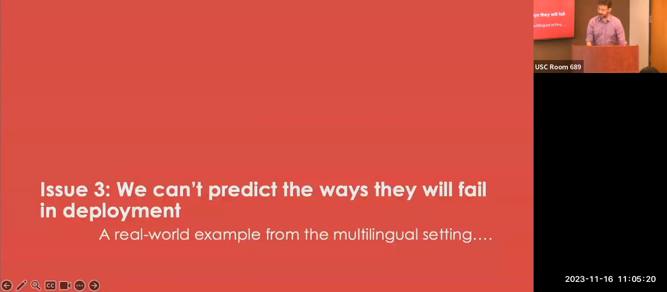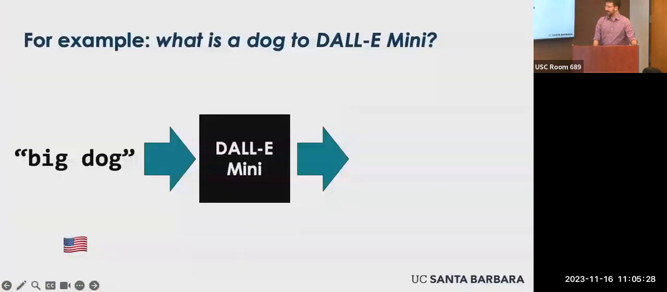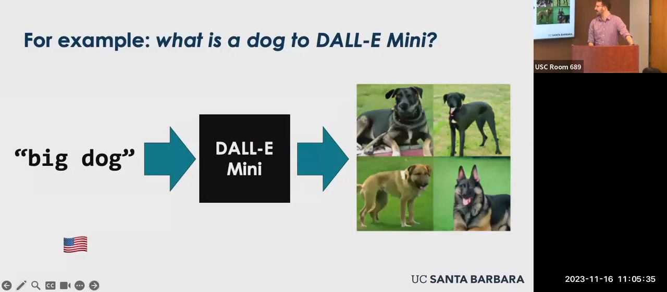And finally, and this was the inciting incident for this paper, is that we can't predict the ways that models will fail in deployment. This example is the toying around that I did. The first thing that I did when I had access to DALL-E Mini was I was like, okay, let's just try a dumb, simple prompt. Okay, big dog. So I typed it in, got some pictures of big dogs, makes sense.